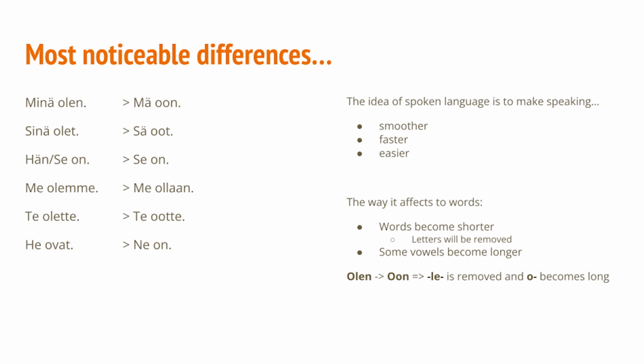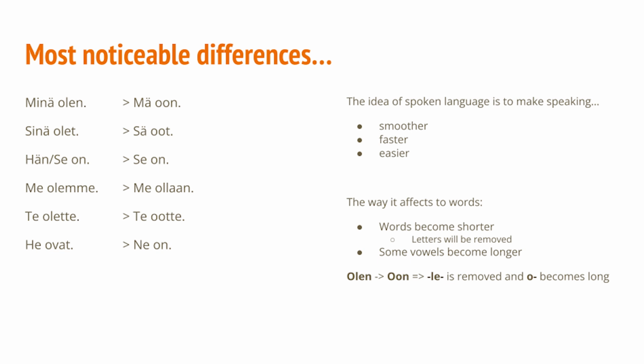For example, I have here showcased how you transform the word olen, which is I am, into the spoken language version, which is on. As you can see, from the middle, the LE is removed and the first O letter becomes long. So olen transforms into on. This is not how all of the words change, but this is a simple example to showcase the idea, sort of how it still does happen.